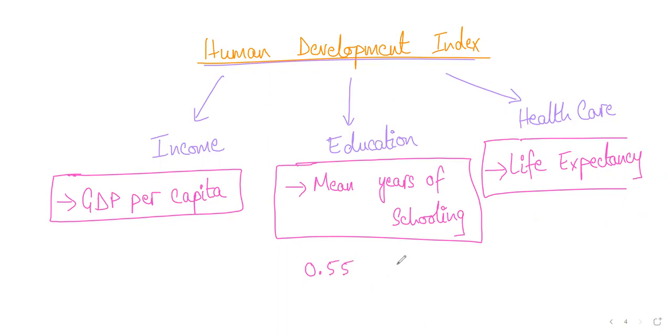All the countries that have a value greater than 0.55 are more developed, and all countries that have a value of less than 0.55 are less developed. Does it make sense? Students, is this simple? Are we clear on this? Right, 0.557, exactly. Great. Perfect. Okay, now let's move on.